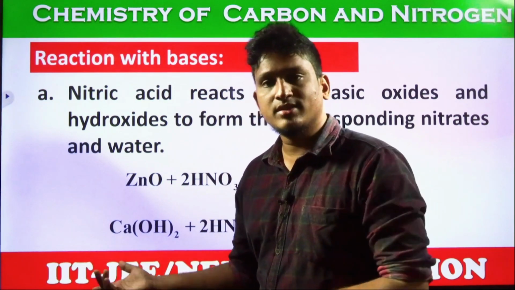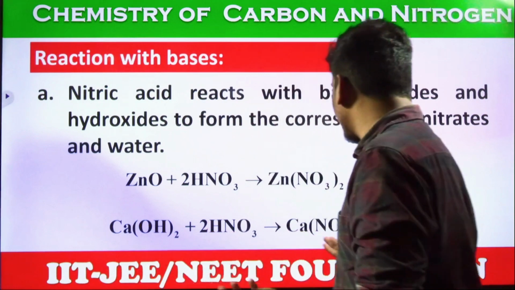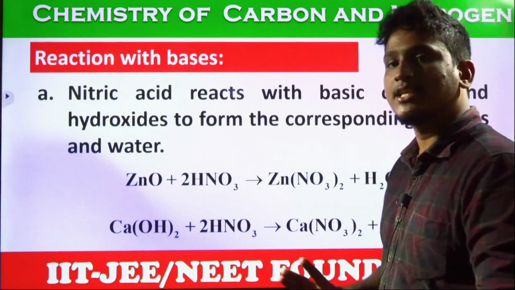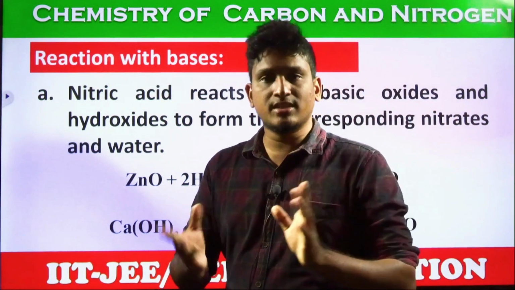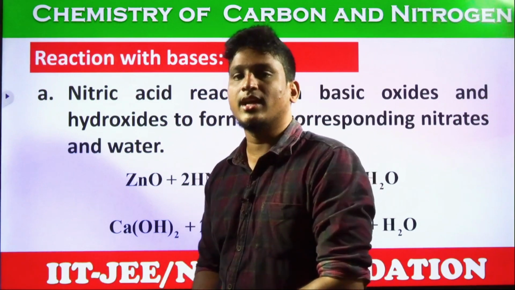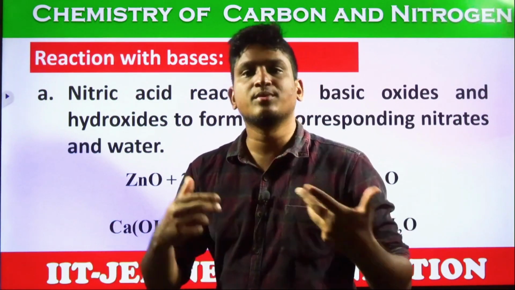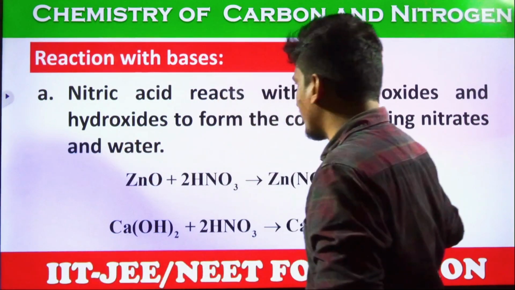So what is the product? Ca(NO3)2, taken twice, calcium nitrate, and H2O is expected. So this is also a neutralization reaction, students, a double displacement reaction. When bases react with acids, they produce the respective salts and water, H2O.